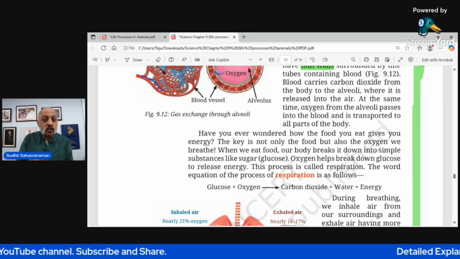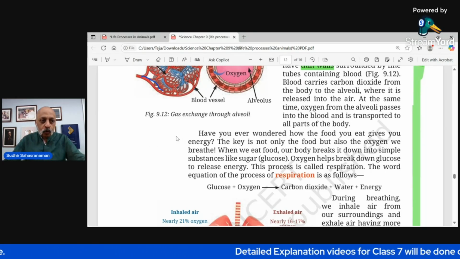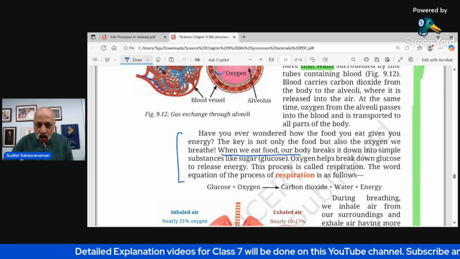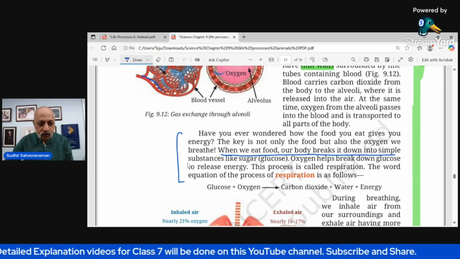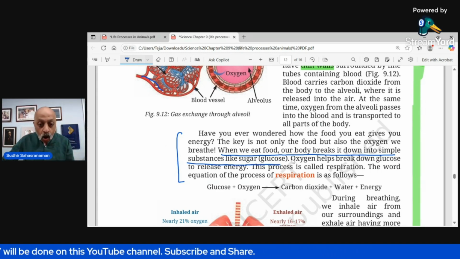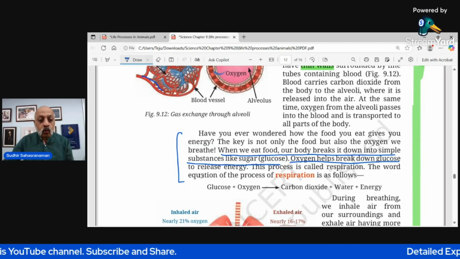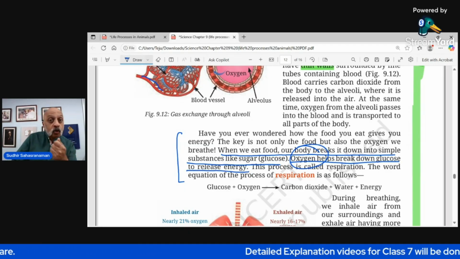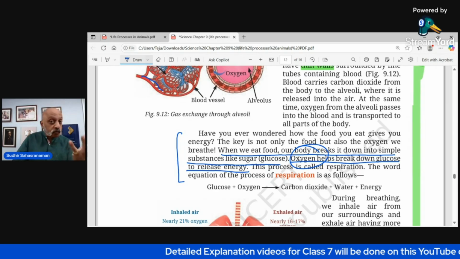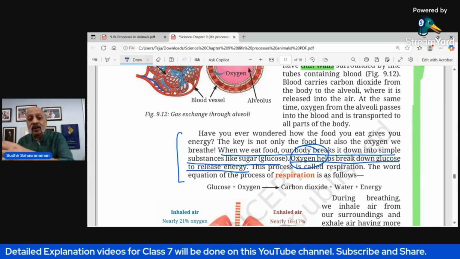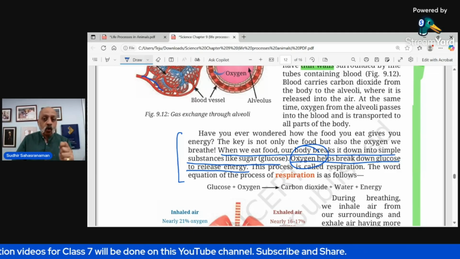So this process is called respiration. So the word equation of the process. This particular paragraph is important: when we eat food, our body breaks it down into simple substances like sugar, and glucose and sugar are the same thing. Oxygen helps break down the glucose to release energy. So if oxygen was not there, you may not get the energy. So food in itself is not complete. You need oxygen in order to release energy. And this process is called respiration.